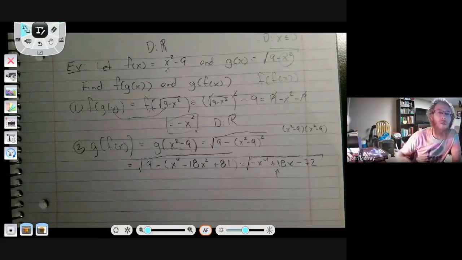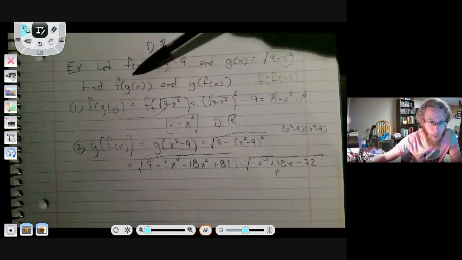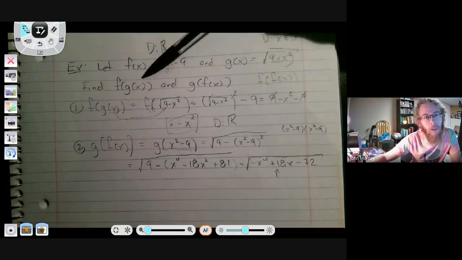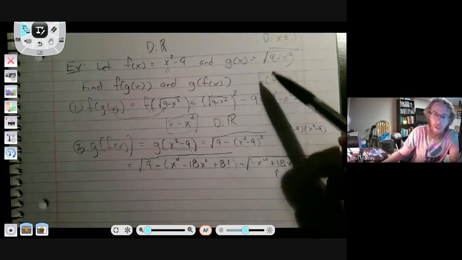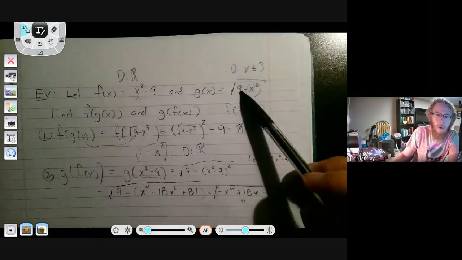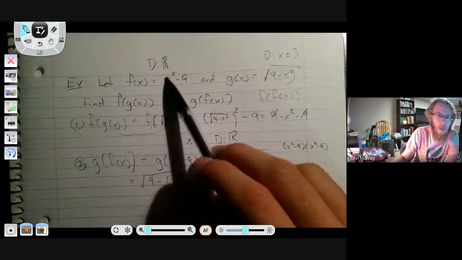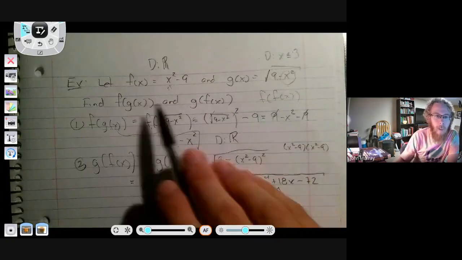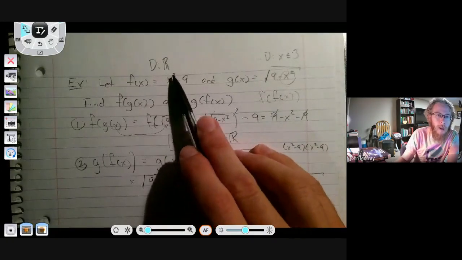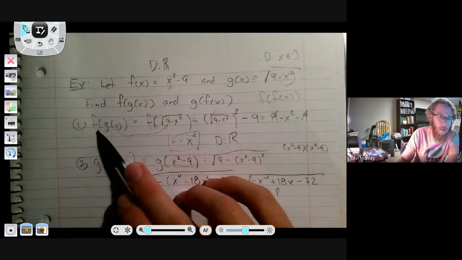Okay, so we had our two functions, f of x and g of x. For the first example, we were plugging our g of x function into f of x. Again, you're taking this term, the square root of 9 minus x squared, and you're plugging it into this x here. So we plugged that in, and then we still have the squared minus 9. That's still part of your f of x function.